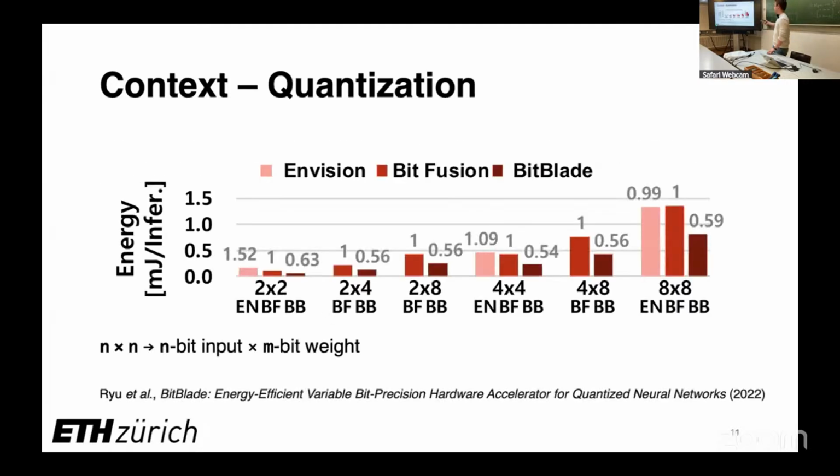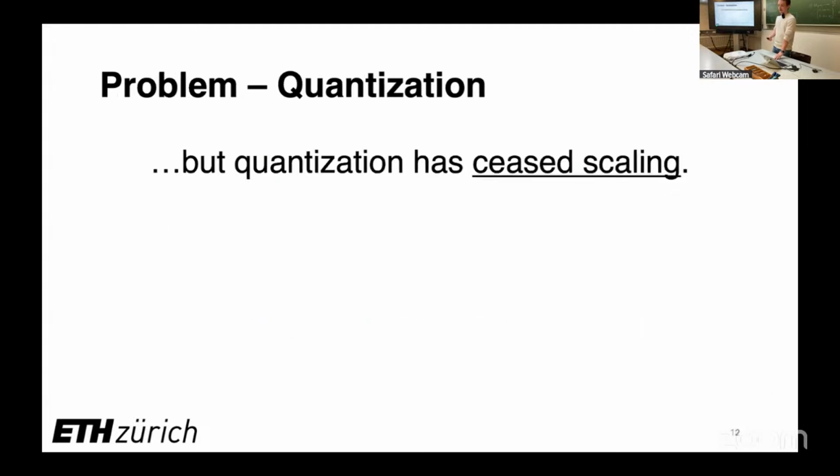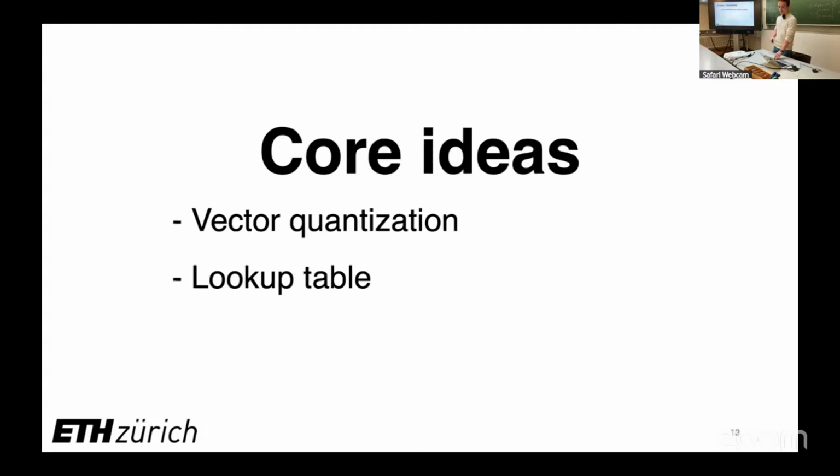This is just another research paper and accelerator that demonstrates how lower bit width for operations, like a 2x2 means you multiply 2 data that have each 2 bits. And you can see that the energy per inference in this case decreases significantly as you quantize the model. So as I said, quantization has ceased scaling, and they hope to provide a solution to that.